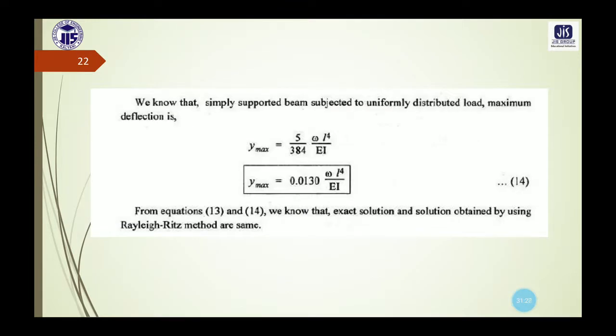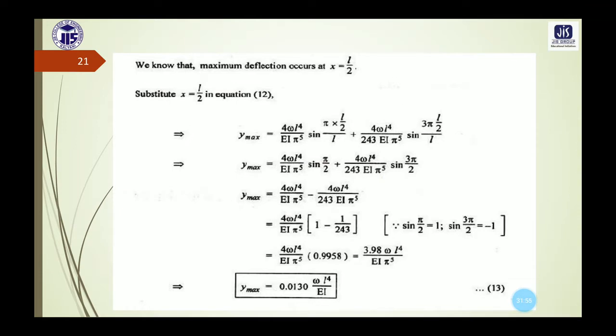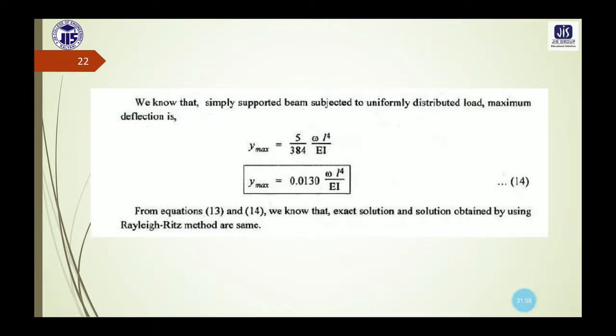Now, in case of a simply supported beam subjected to a uniformly distributed load, the maximum deflection is actually 5 by 384 omega L to the power 4 by EI. This value is already known to us, and this 5 by 384 is actually 0.0130. The same value we have got here by this analytical method. So from equation number 13 we have got this value, and equation number 14, the exact solution, gives the same value. That means the exact solution and the solution obtained by the Rayleigh Ritz method are the same.